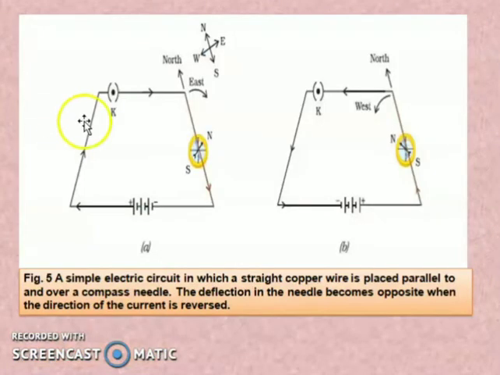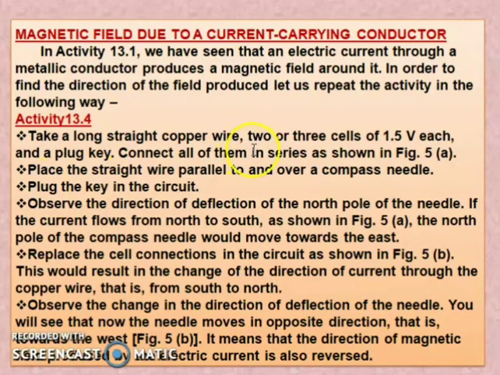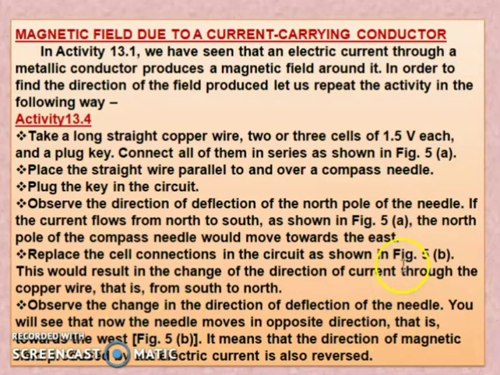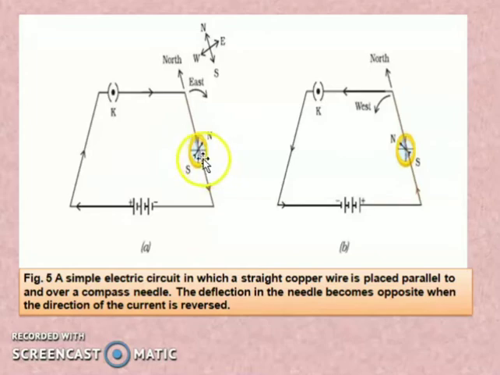Now you can see here, the current is moving from north to south. First condition, the direction of deflection of the north pole of the needle, if the current flows from north to south: the compass needle would move towards the east. So if the current is moving from north to south, what about the deflection? The deflection will be towards the east. You can see here that the deflection of the needle is towards the east.